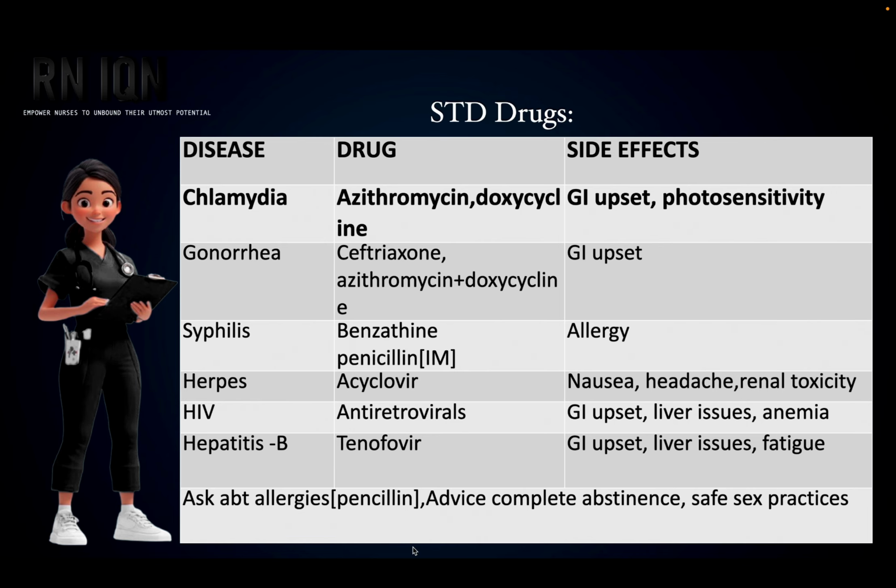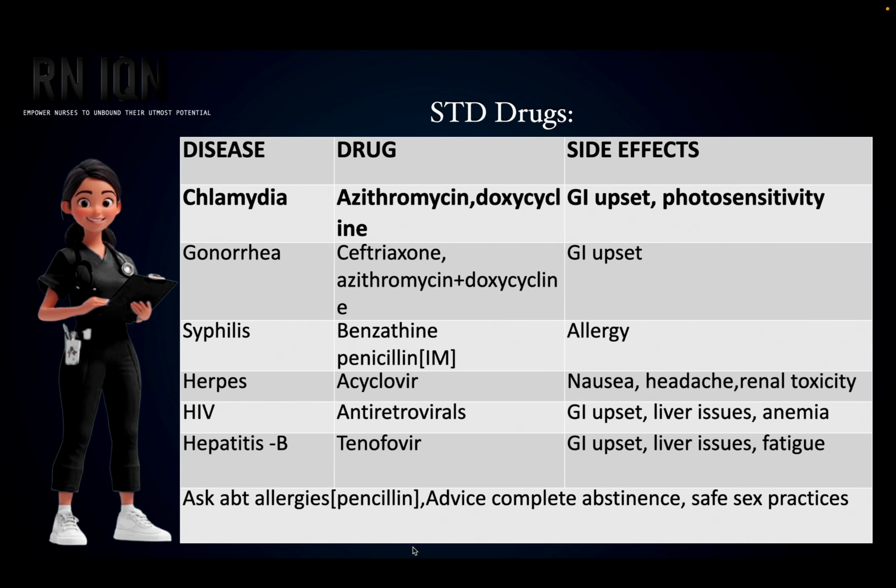The first one is chlamydia. The drugs we are offering for that kind of disease are azithromycin as well as doxycycline. The major side effect for those drugs is GI upset, that is nausea along with diarrhea, and also some may come up with photosensitivity, that is especially sensitivity to sunlight. And for gonorrhea, we are giving ceftriaxone along with azithromycin, and a doxycycline combination also usually we will give to your patient, and it will produce this GI disturbance.